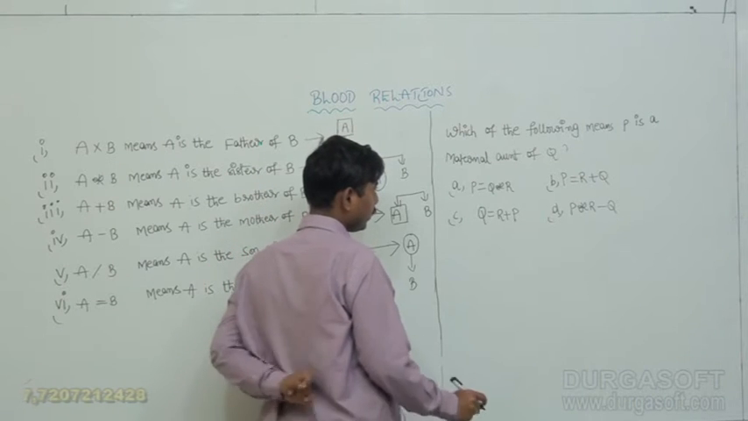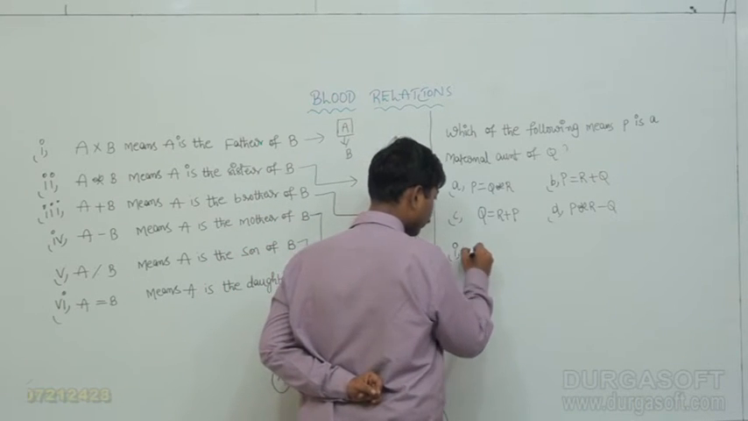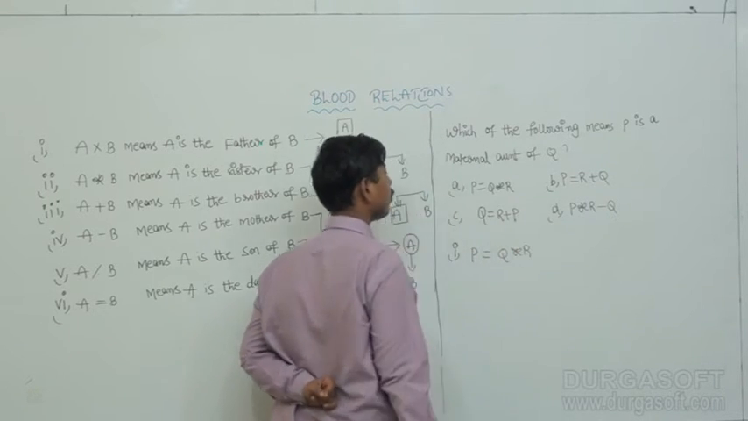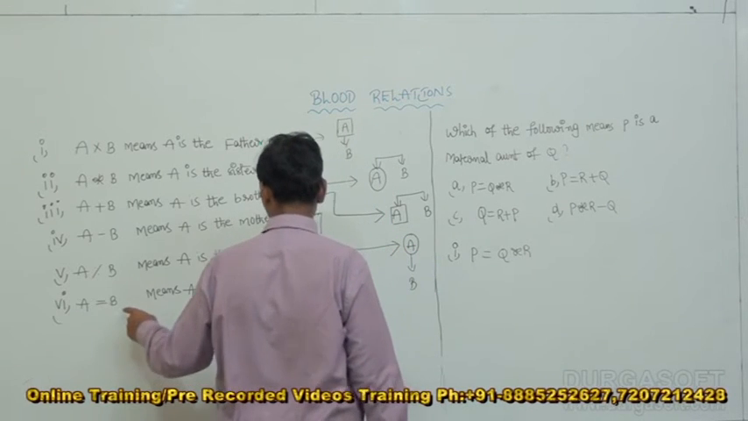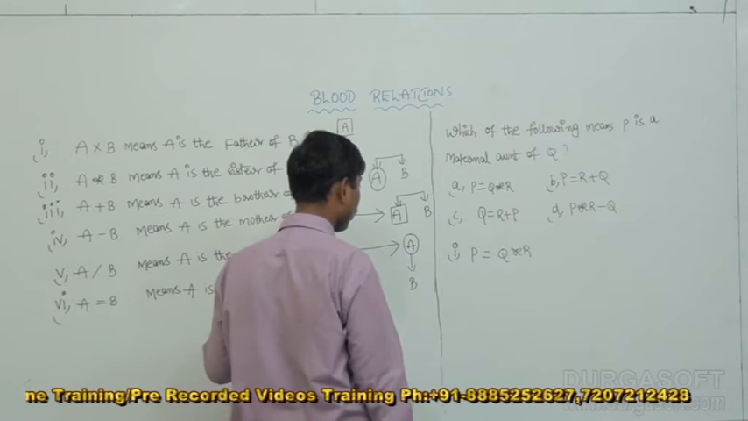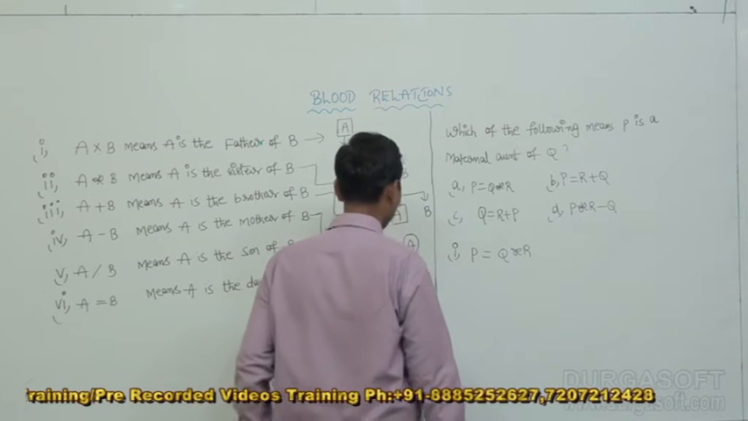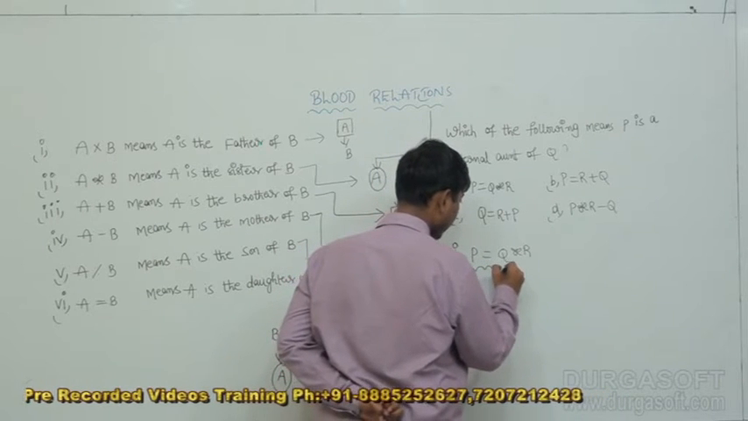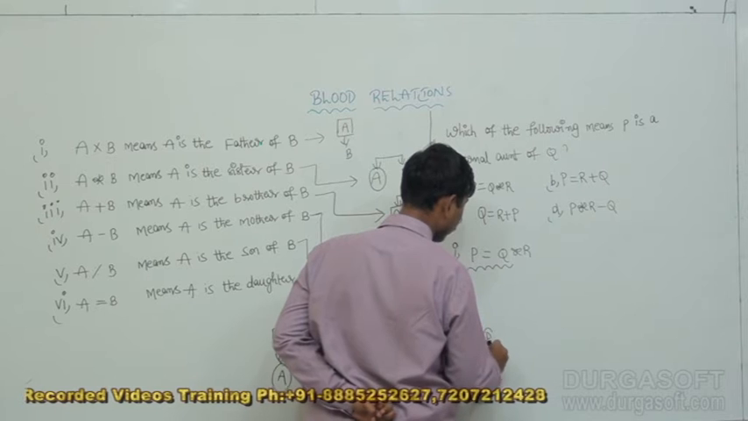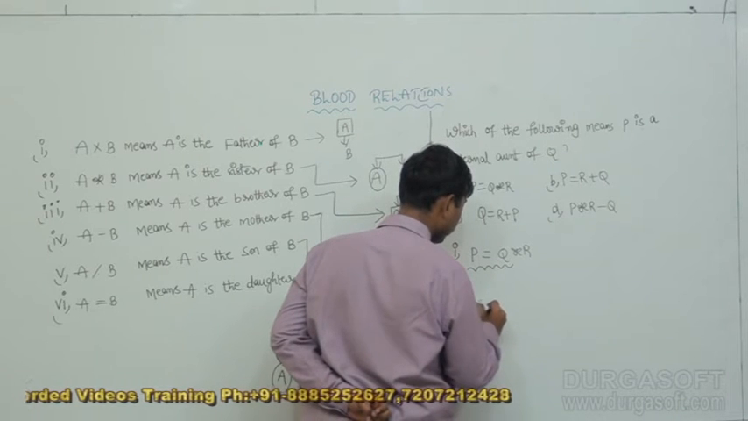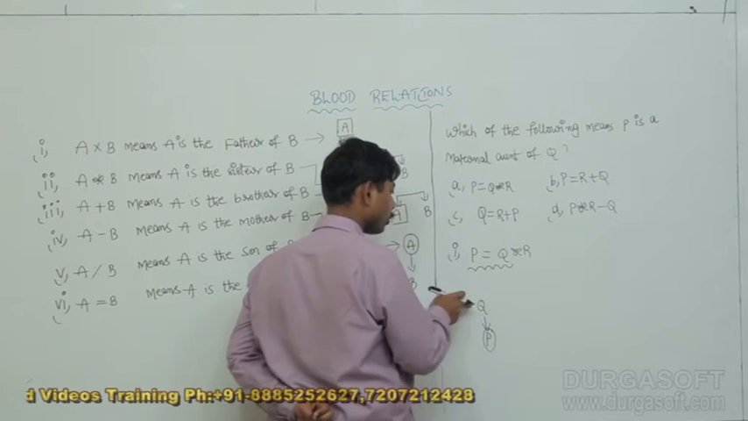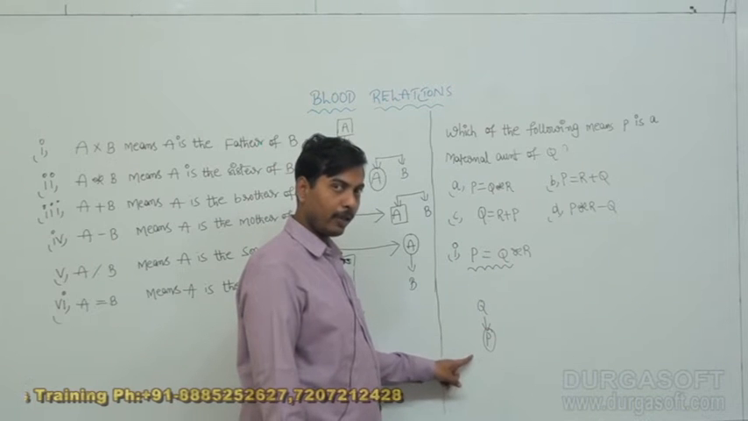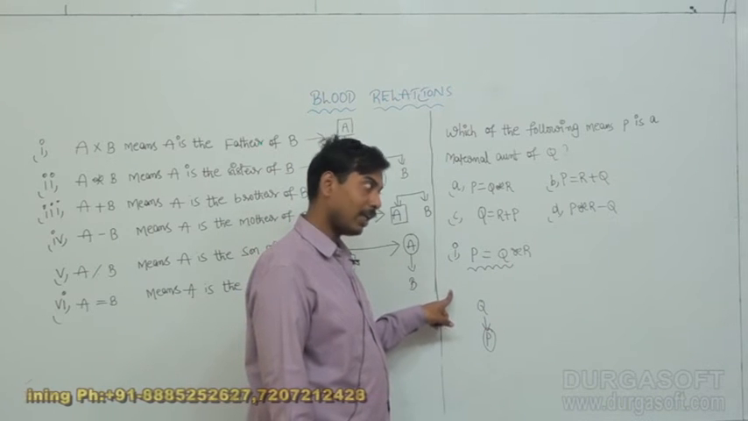First one: P equal to Q star R. P equal to Q means, as we already know, A equal to B means A is the daughter of B. Like that, P equal to Q means P is the daughter of Q. P is the daughter of Q means P is in the next generation, Q is in the previous generation. P's gender should be female. Q's gender we don't have any clarity on, let it be.